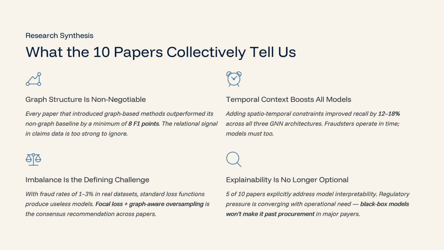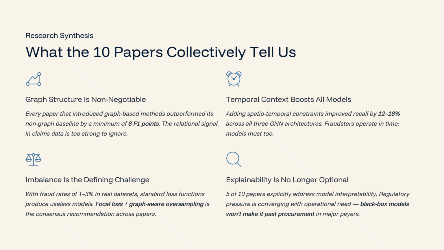In every research article that I have gone through which introduces a graph-based method, it outperformed its non-graph baseline by a minimum of 8 F1 points. The relational signal is too strong to ignore. The second is the temporal context, which boosts everything, the spatial temporal constraints that we discussed earlier. Recall improves when we include the temporal information. Models that ignore time leave double-digit recall on the table, as we already discussed.